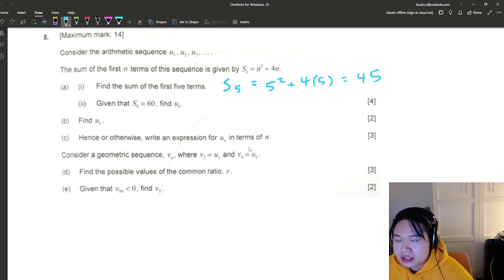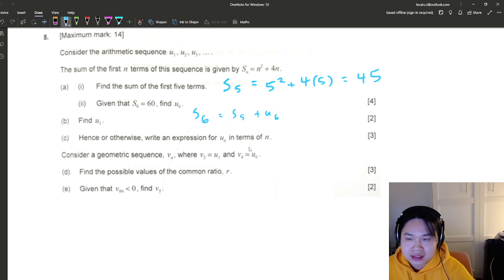Okay, and then given that S6 equals 60, find U6. So S6 is basically just S5 plus the next term, U6. So we're just gonna subtract. I'm gonna take 60 and then subtract 45, and that should be U6. And what is that, 15?